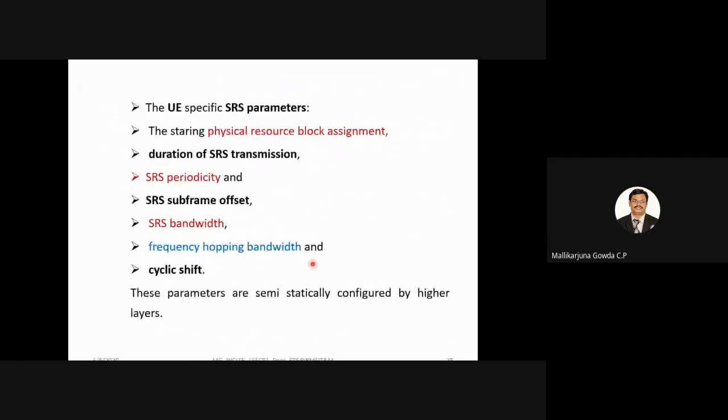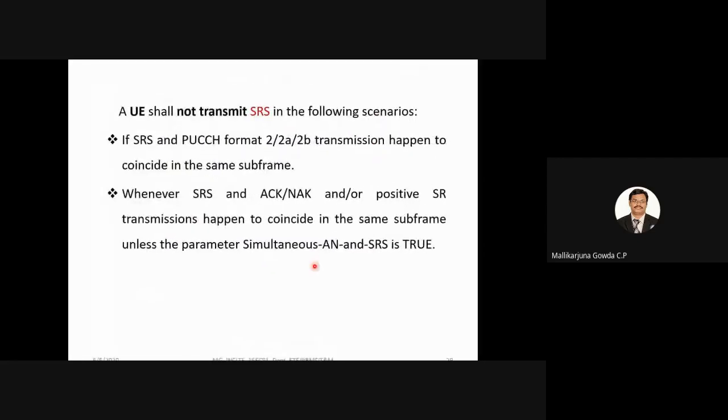And I said the user equipment specific SRS parameters are the duration of SRS transmission, the periodicity, the subframe offset, SRS bandwidth, frequency hopping bandwidth, as well as the cyclic shift. These parameters are semi-statically configured by the higher layers. And the user equipment need not transmit the SRS in two scenarios. The first one is if SRS and PUCCH formats like 2A, 2B transmission happen to coincide in the same subframe.